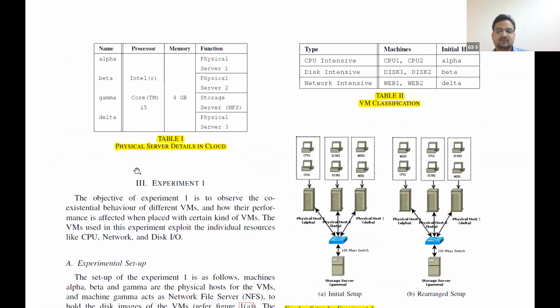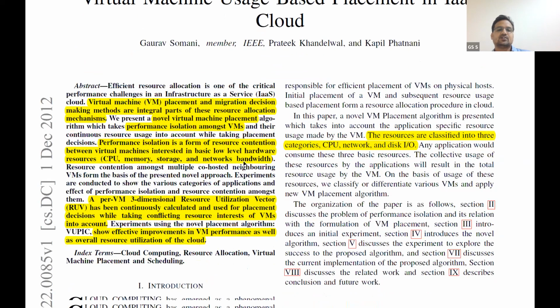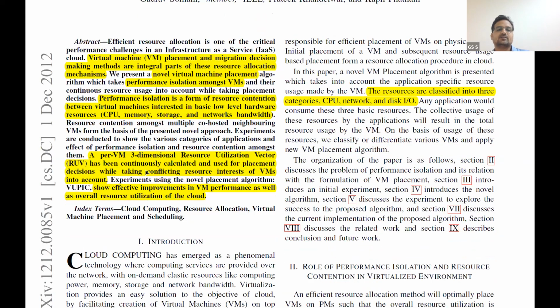A per-VM three-dimensional resource utilization vector is continuously calculated and used for placement decisions, while taking conflicting resource interests of VMs into account. Experiments using the novel placement algorithm, we call it ViewPIC, show effective improvements in VM performance as well as overall resource utilization of the cloud. So this is the overall idea of the algorithm.